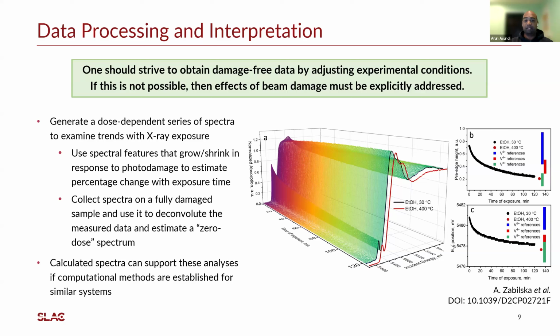You can see a nice example here where the researchers looked at changes in the pre-edge intensity and edge energy and compared with references to understand how the sample changed and how these features likely looked in the original sample. If possible, the user should also measure a fully damaged sample to understand the maximum changes in the spectrum and potentially use this for deconvolution to estimate what a zero exposure spectrum would look like.